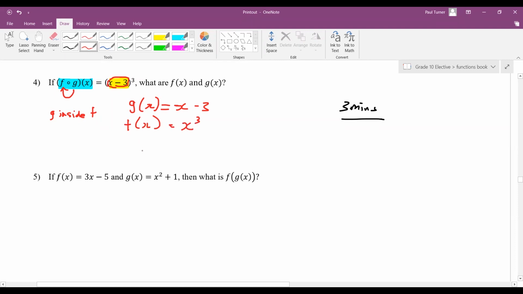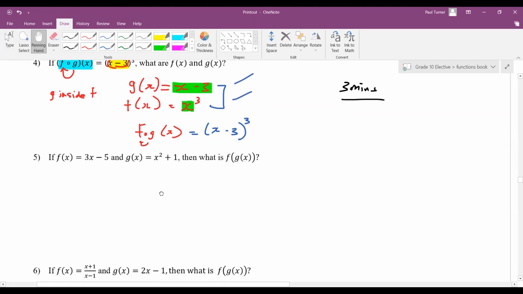And you can check that yourself, fg. Put your g inside f. So this will go inside this. So you can see it's correct now. So that would be x minus 3 inside x cubed. So this is the correct answer here. These are your 2 functions. Okay, you'll see it in the homework sheet when you get that.